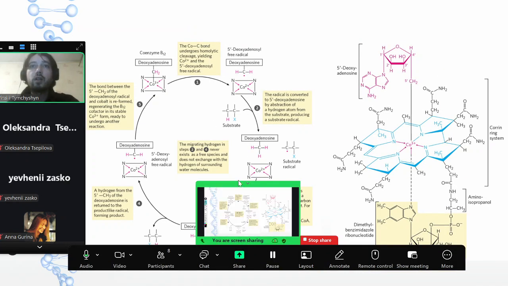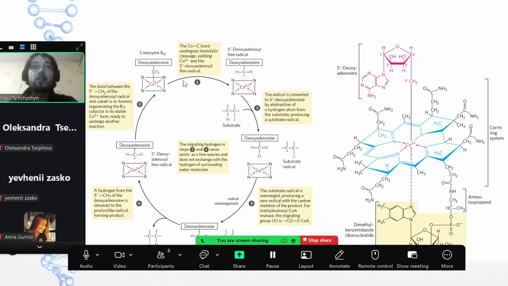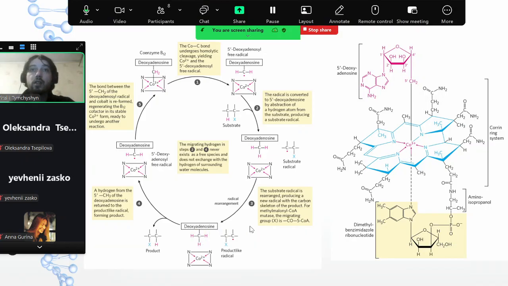So here are just some schemes of the reactions that are catalyzed with this sort of complicated system. Here you see the corrin ring, here is the cobalt. It's pretty interesting that we have this sort of metal in our bodies, and moreover we desperately need it, otherwise we will have certain problems.